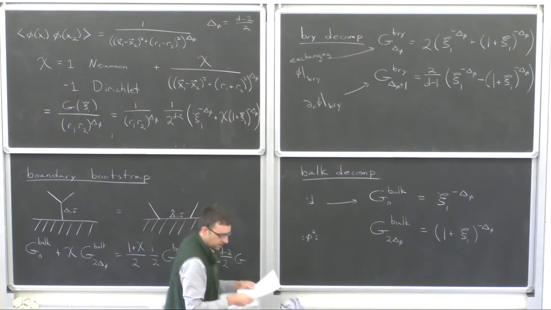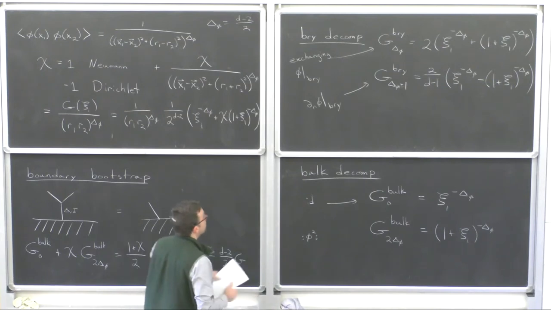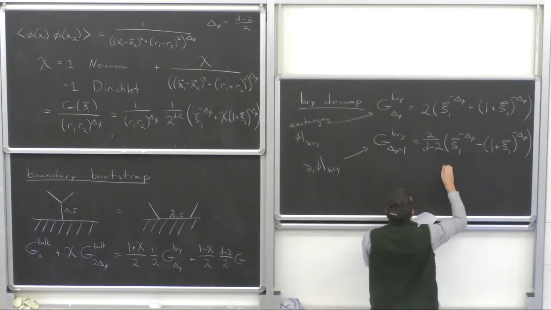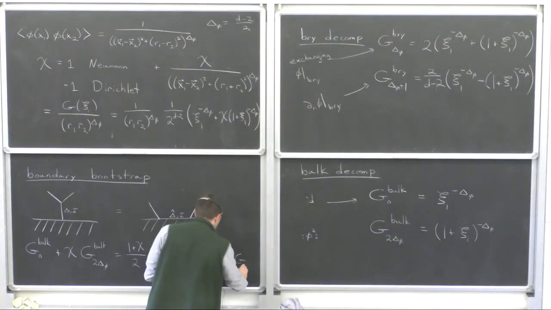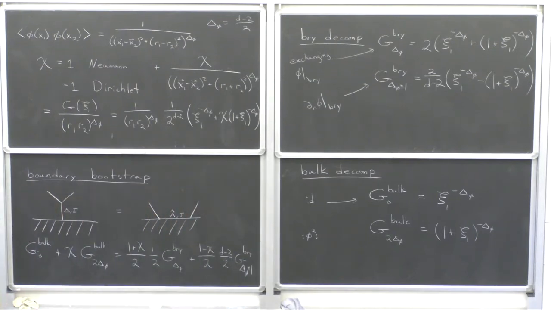Which is it? Gosh, well. I guess it's not so critical. It should be D minus 2, I think, in my notes anyway. D minus 2 over 2, delta phi plus 1, boundary. Beautiful, huh? I don't know. I think this is quite nice.